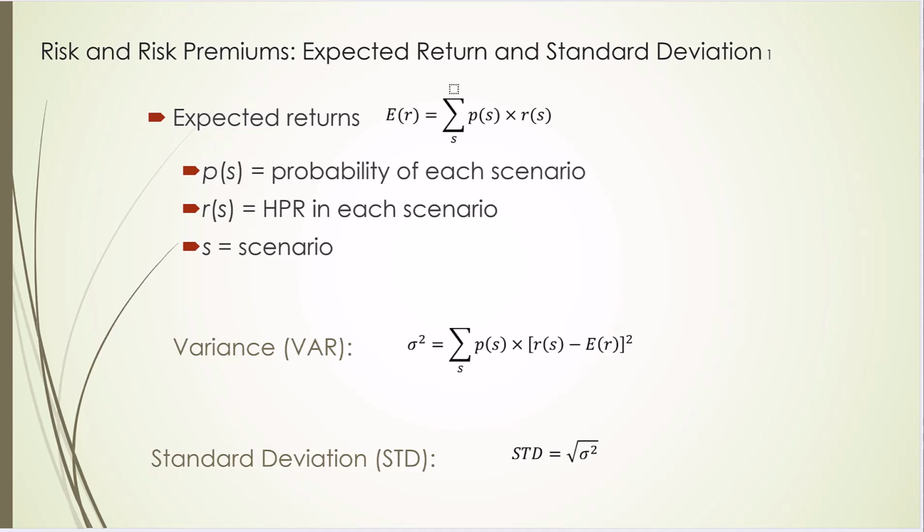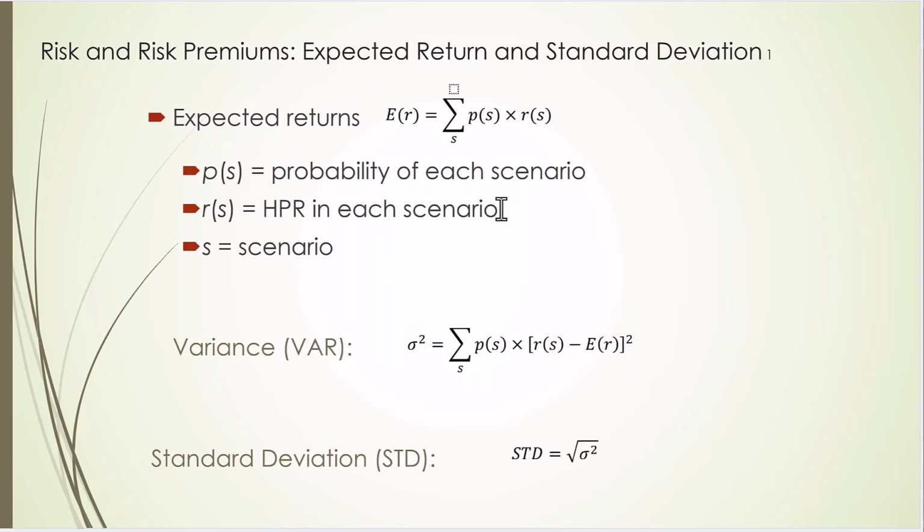One, we need to know what events we're expecting to happen. For instance, we're looking at a stock and we want to say, what will the price of this stock be next year if we have a really good economy? What will it be if we have an average economy? What will it be if we have a bad economy? So we have three events. That's what is referred to here as the Rs, or the HPR in each scenario.